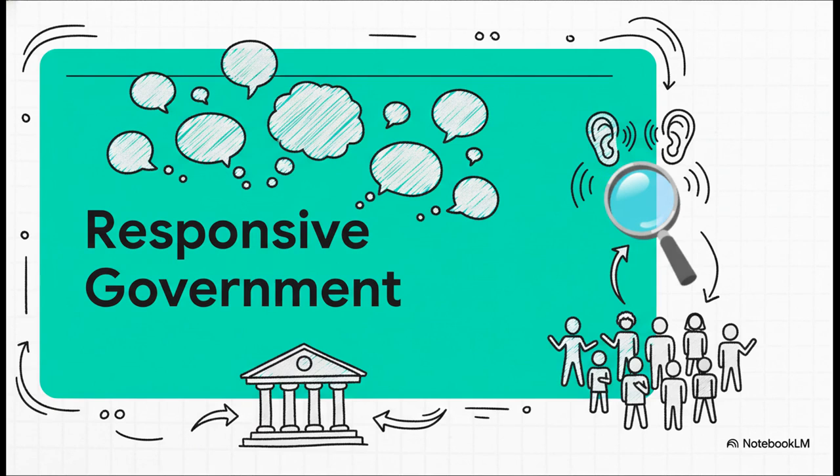Next up, responsive government. A responsive government is one that listens. It pays attention to what the people need and demand. It cares about public opinion and tries its best to meet the expectations of the citizens.